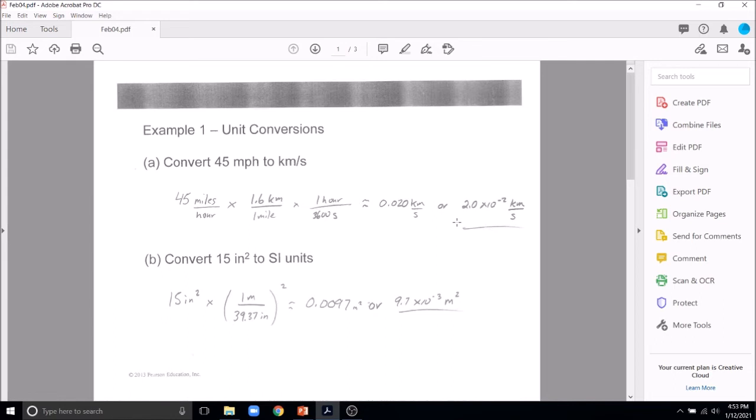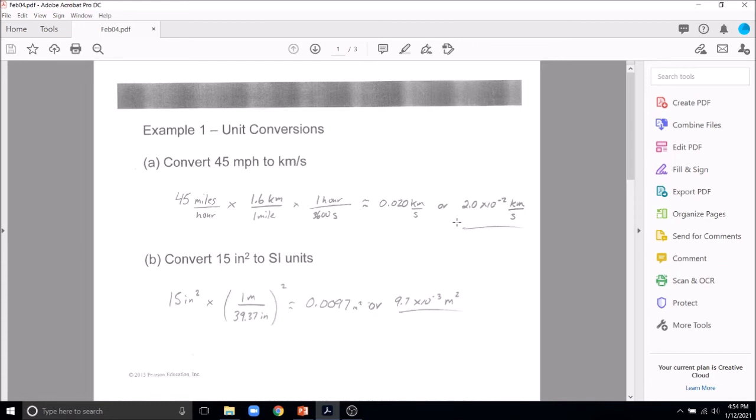To convert 15 inches squared to SI units, well, it says SI units, didn't really specify what unit, but because this is an area, and areas are based on length squared, we know that this would have to be meters squared to be SI. Now, because it's a squared unit, you have to convert both dimensions. So that means your conversion ratio, just from inches to meters, is 1 meter is 39.37 inches, but we'd have to square that conversion ratio in order to get the square units of inches into square meters.